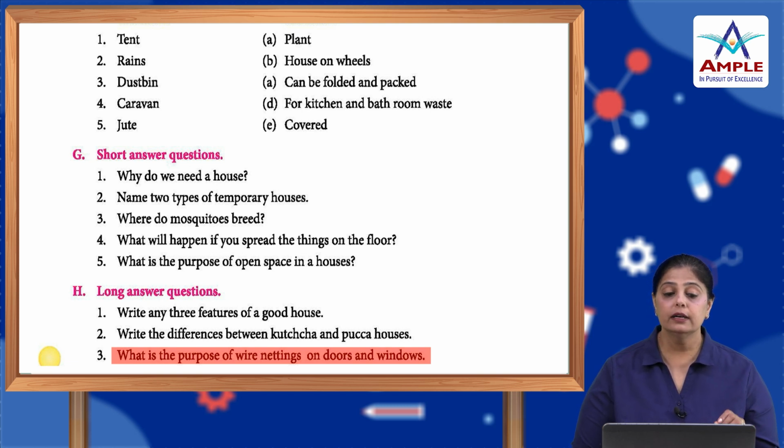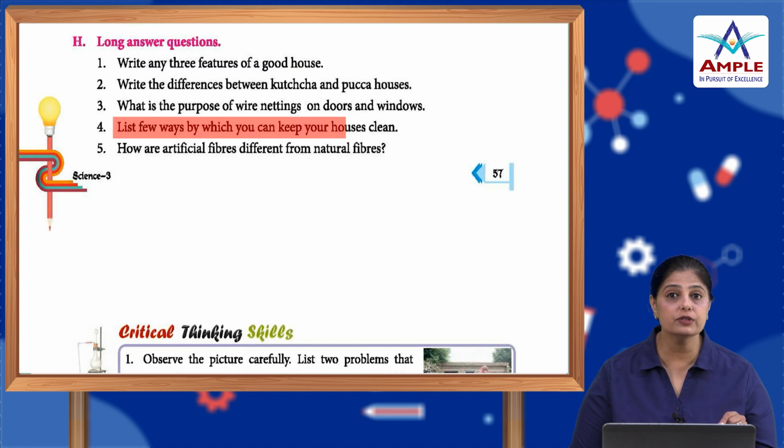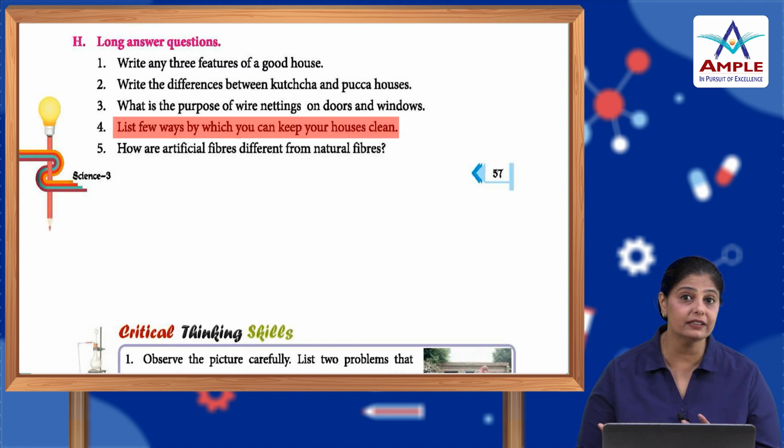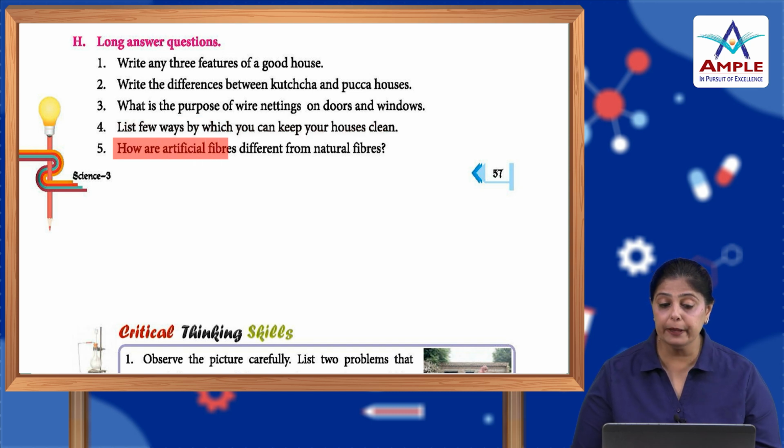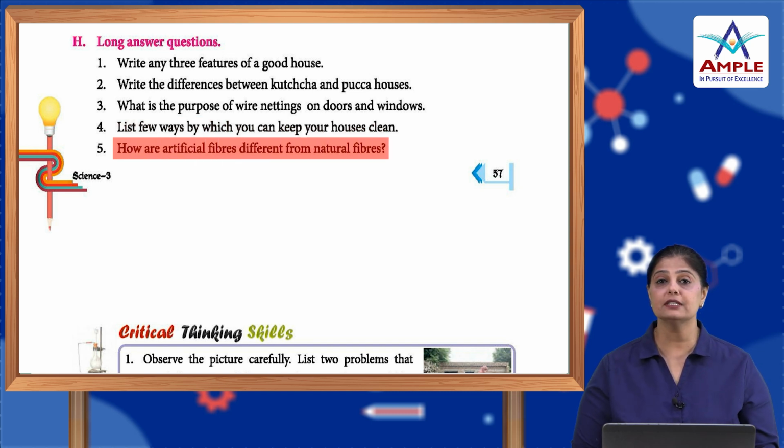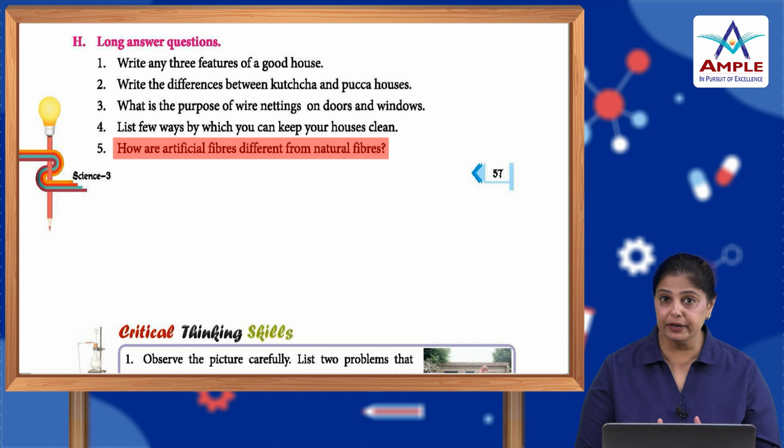Okay. List a few ways by which you can keep your house clean. We have spoken about different ways like using a disinfectant, throwing off the garbage. Okay. How are artificial fibers different from natural fibers? Natural means fibers we get from plants and animals. Artificial is the man-made fiber. So, elaborate it and write about it in detail.